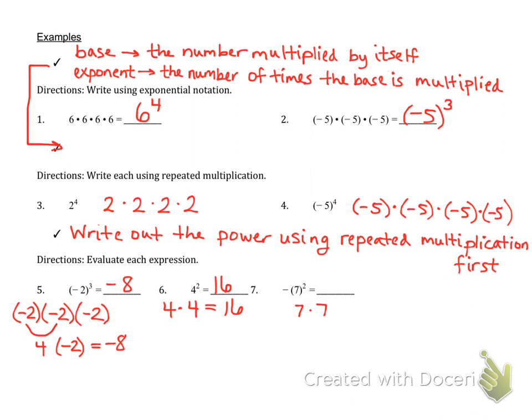or you could think of this as a negative 1. So we're really multiplying negative 1 times 7 times 7. So if we take negative 1 times 7, that's negative 7, times 7 is negative 49. So your answer is negative 49. Make sure you're being careful and looking at whether that negative is inside of the parentheses or outside of the parentheses, because it really does make a difference.